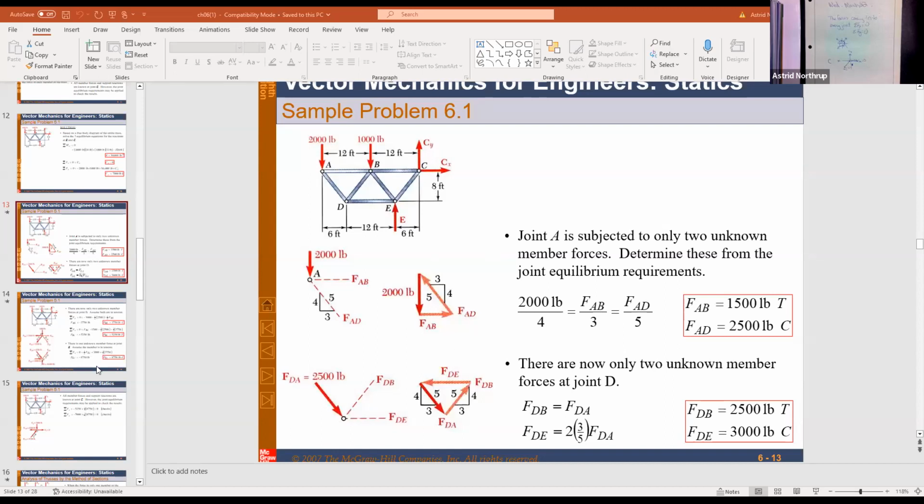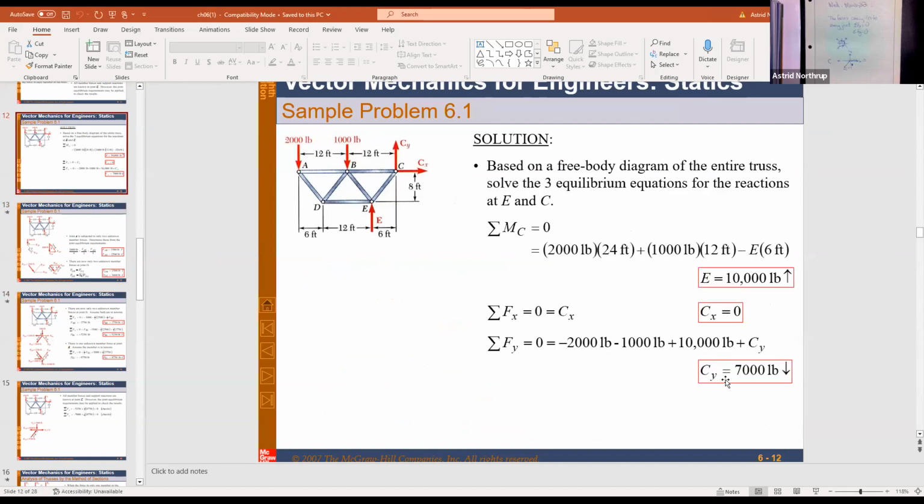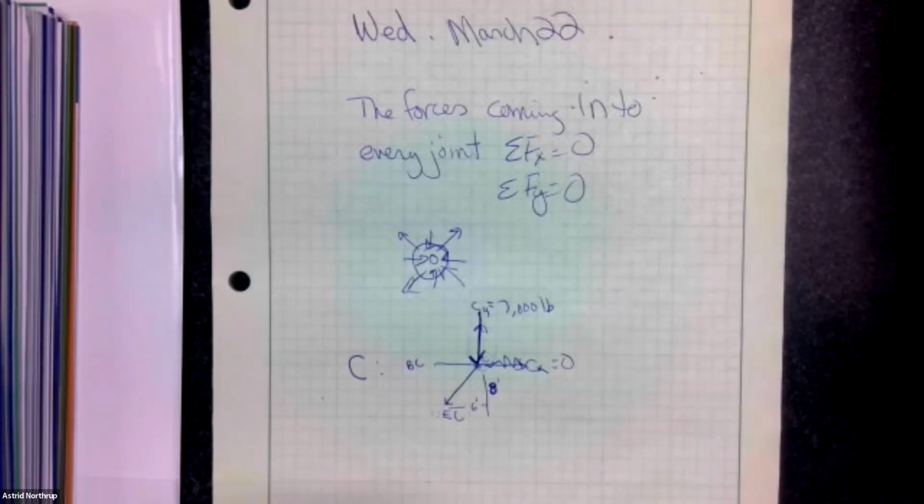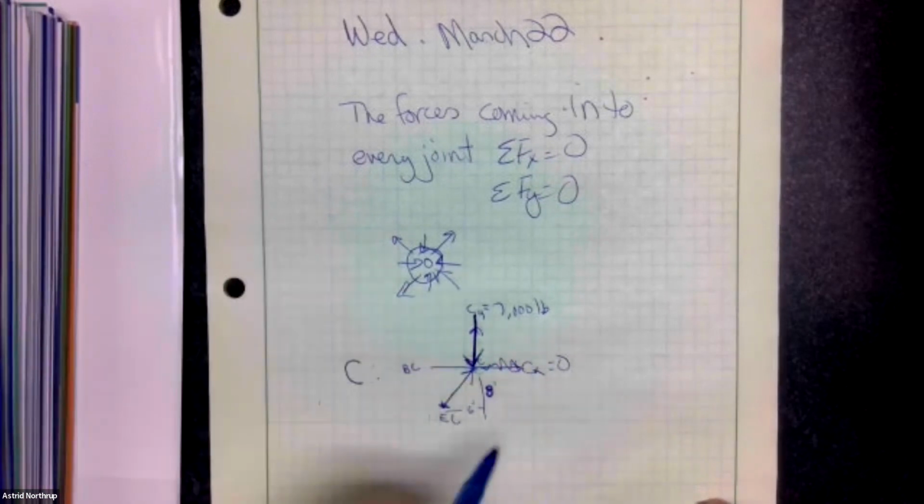Let me take a look at this for a second. I just wanted to see what I came up with for C sub Y up here. So this is actually C sub Y is downward. I found from my statics of the whole truss that C sub Y is 7,000 pounds down. Let me come back over here to my drawing. If this is going downward, 7,000, this one is going to have to be going upward, and further, the vertical component of E sub C is going to have to be 7,000 pounds.